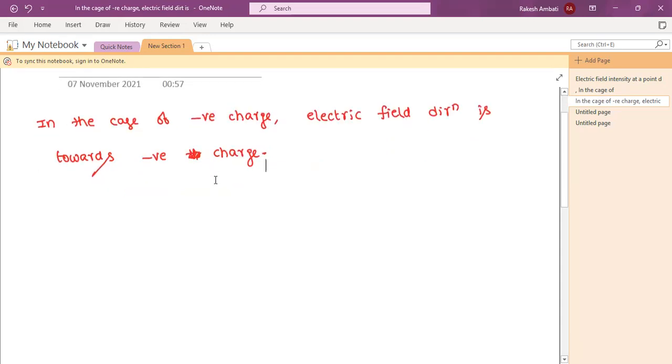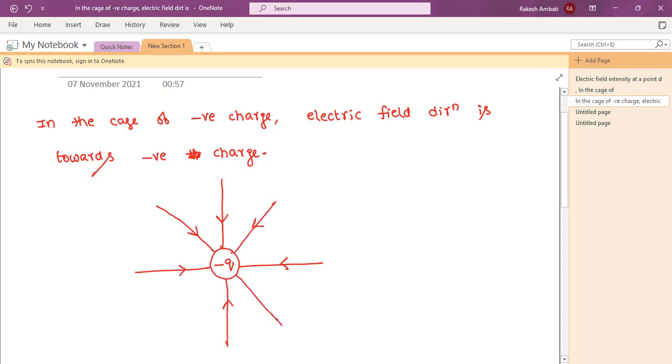So for example, we have a negatively charged particle. In the case of a negatively charged particle, what is the direction of electric field? Towards the negative charge. Electric field is towards the negative charge.